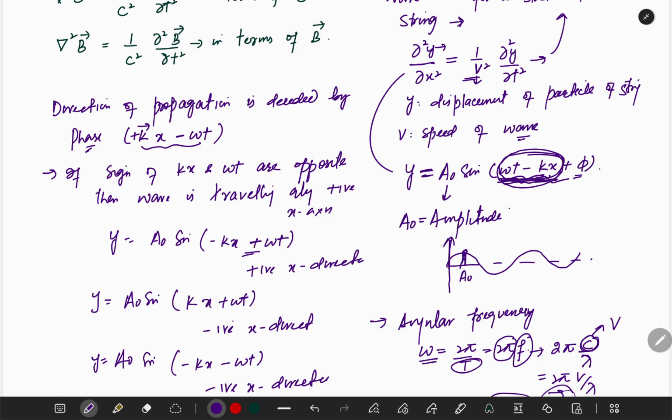That is a very important point. Y is the displacement along the y-axis, going up and down, and the wave is traveling along the x direction. I hope you understand. The displacement of the particle of the string is doing SHM, going up and down, while the wave is traveling towards the positive x-axis, or it might be traveling towards the negative x-axis. So it's decided by this factor.